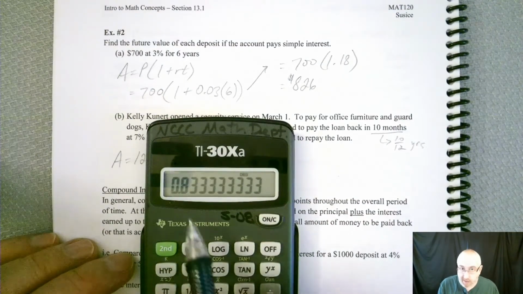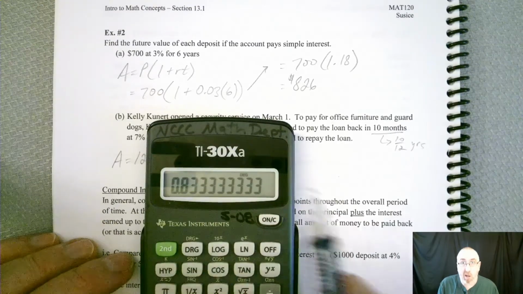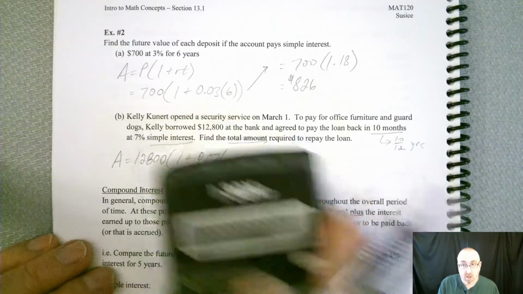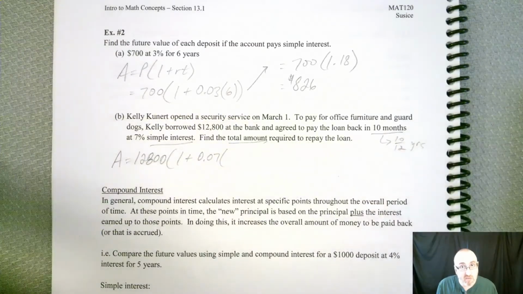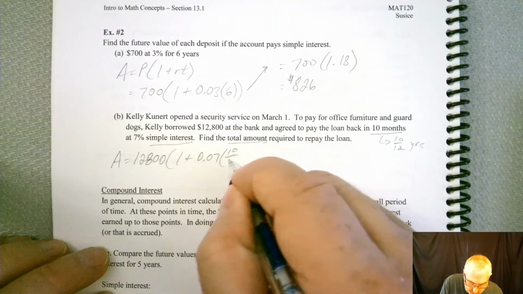Now, we don't want to round that to 0.8. We don't want to round it to 0.83. We want all of it as much as possible. So instead of using the decimal, let's use the fraction instead. And I'll show you how to do that on the calculator.